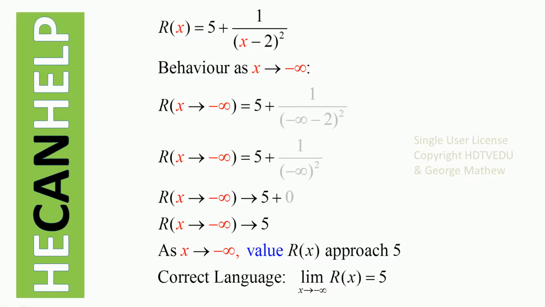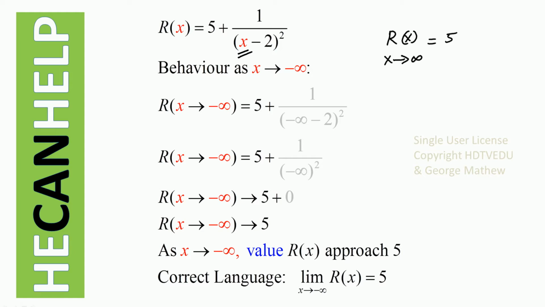So let us look at the behavior as x approaches negative infinity. When x approaches negative infinity, what happens to x minus 2? It is negative infinity minus 2, which is as good as negative infinity. And what is the square of negative infinity? Again, a very big number. And what is 1 over that very, very big number? 0.